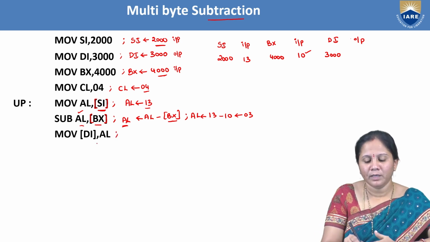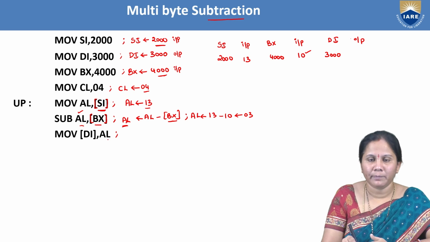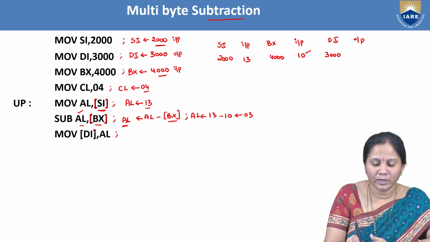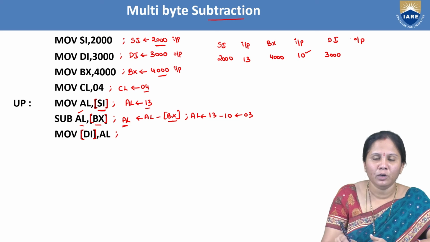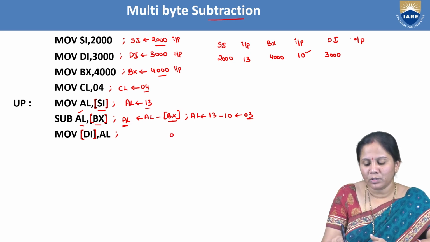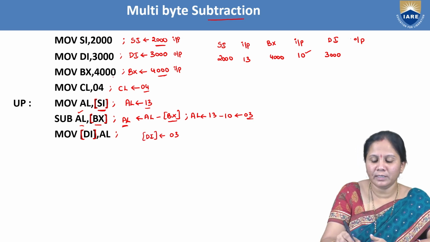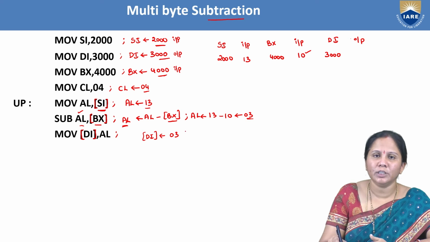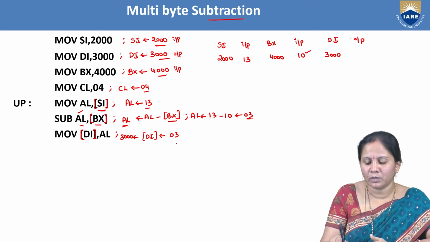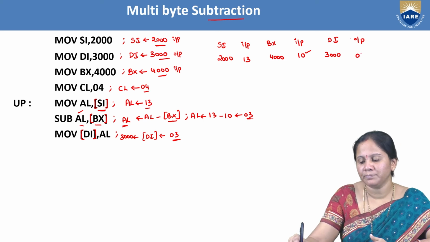And MOV [DI], AL. That means the value which is present in this AL register will be moved into the DI location. So here the value 03 is present in AL. So the value 03 will be moved into DI. So present here DI is 3000. So this will be moved into the 3000 location.